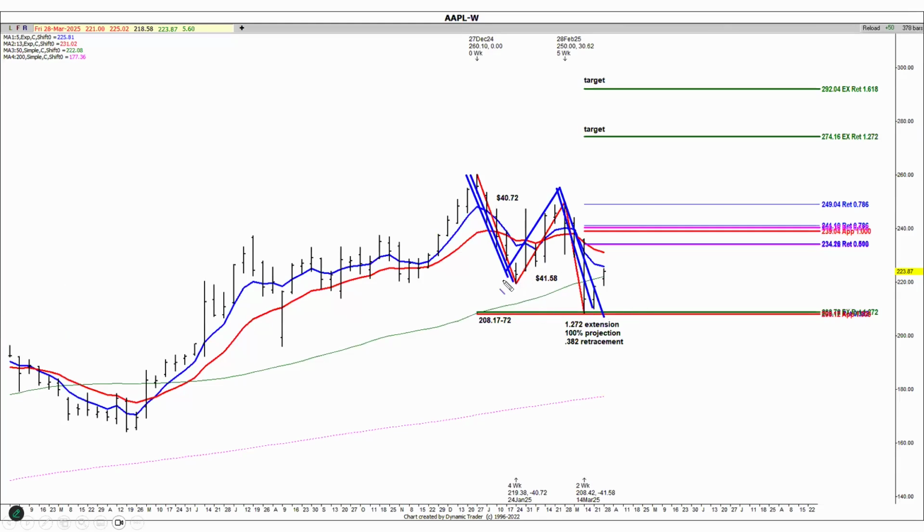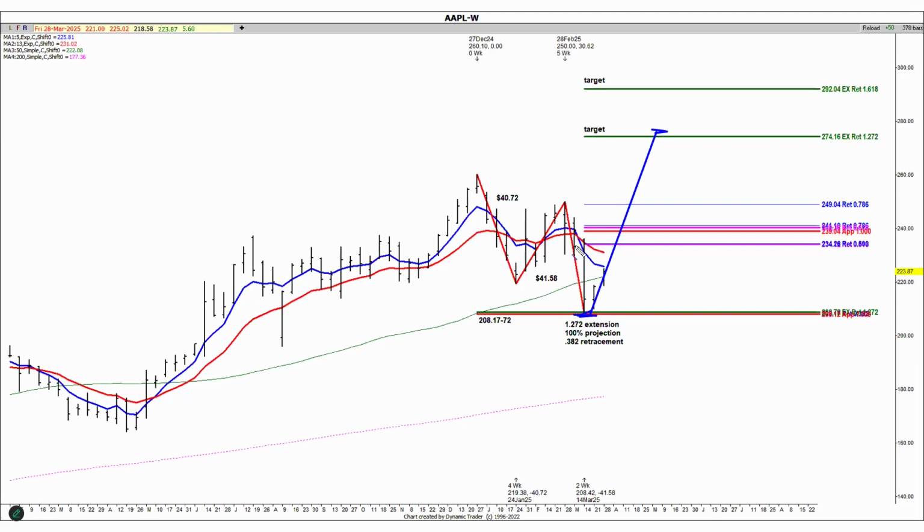extension in here of a prior low to high, or actually there might even be another swing here that the 1272 came from. And there's also a 382 retracement here. The zone came in at 208.17 to 72. It hit, it held, it did trigger. Now, the potential is really, really healthy here, because with this bigger picture pattern, if it plays out fully, this is actually target number one.